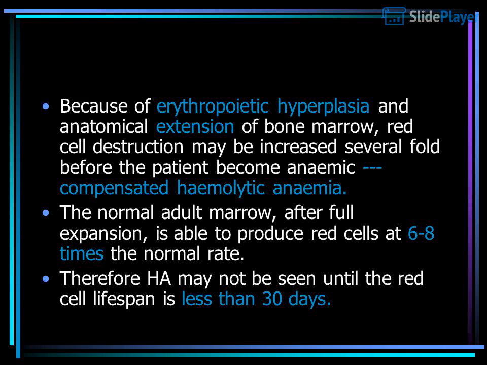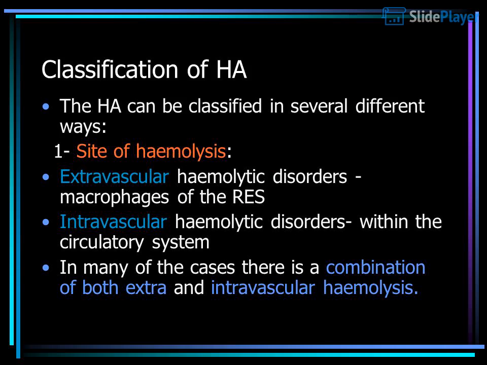The normal adult marrow, after full expansion, is able to produce red cells at 6 to 8 times the normal rate. Therefore HA may not be seen until the red cell lifespan is less than 30 days. Classification of HA. The HA can be classified in several different ways.